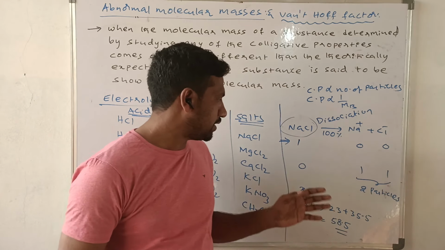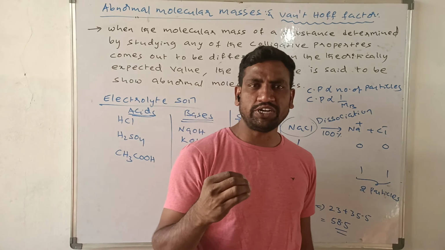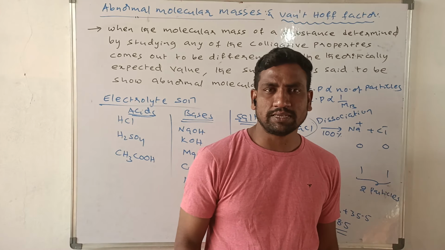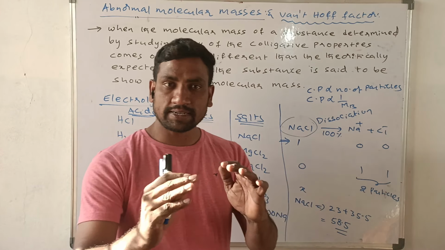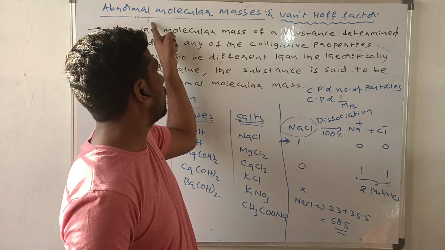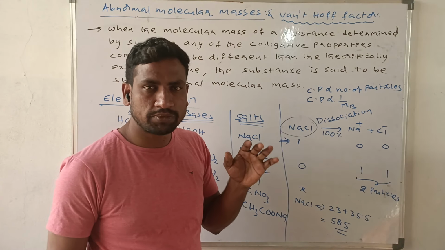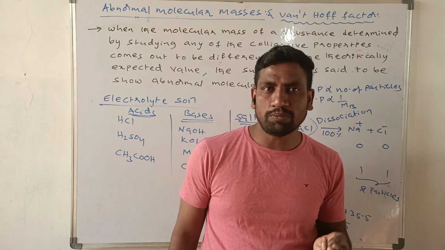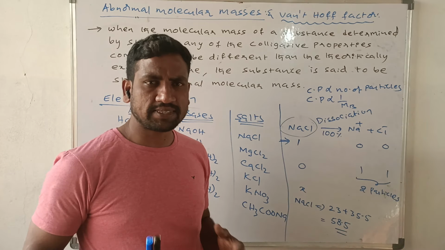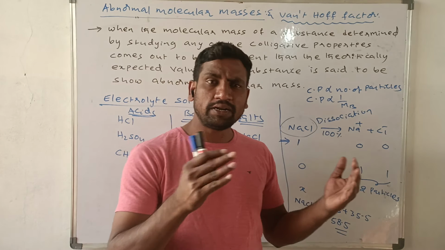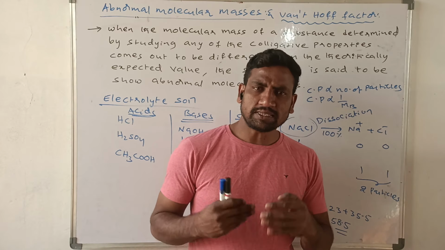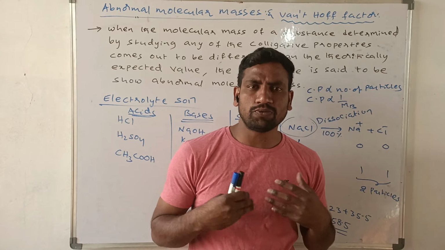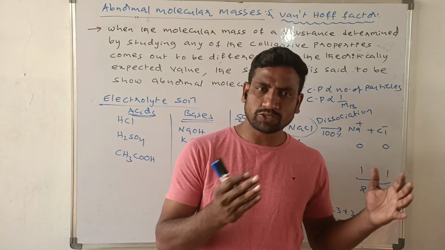Whenever substances give different molecular masses than the expected value, we say that substance has abnormal molecular mass. Not only in the case of dissociation, they may also undergo association. In such a case also there is a problem. What problem are we going to face in the case of association?